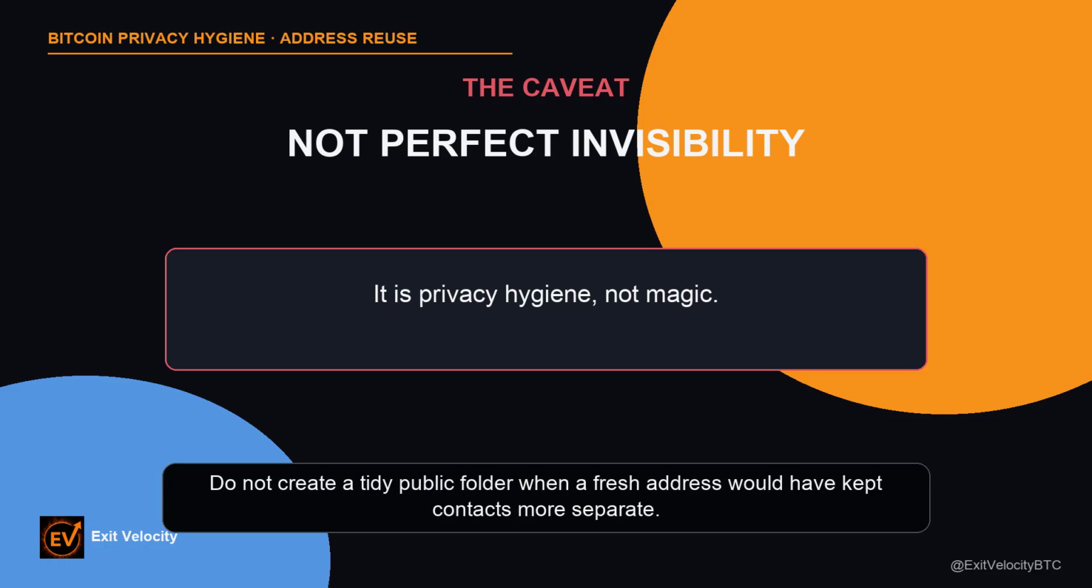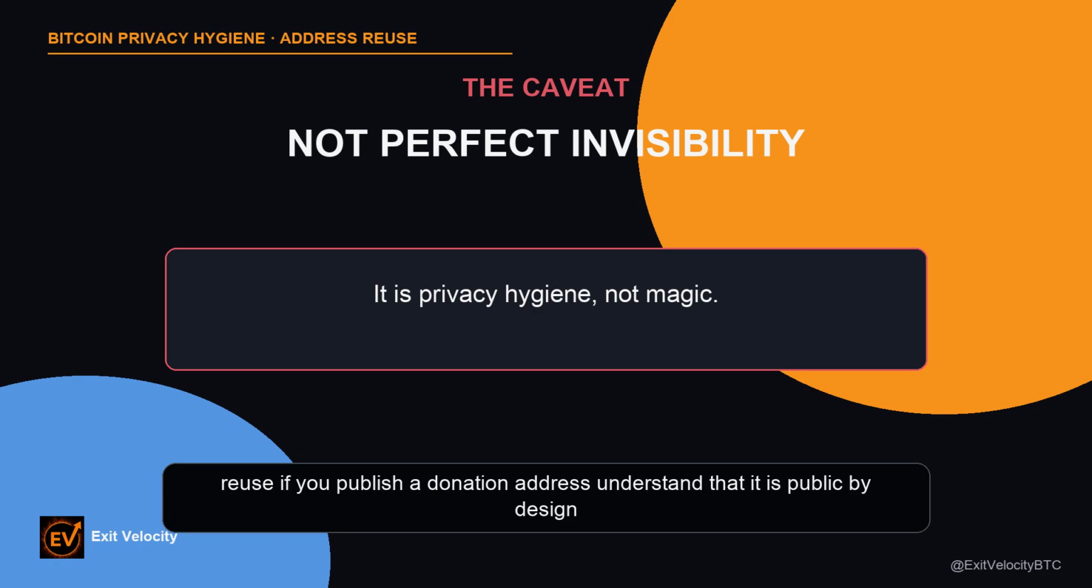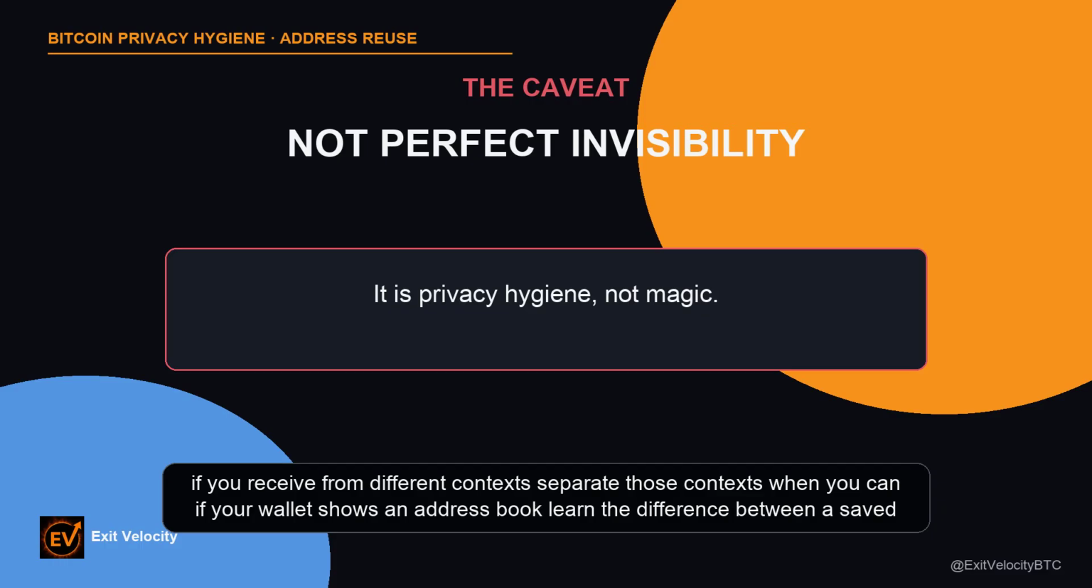Think about an exchange withdrawal. If you always withdraw to the same address, the exchange can already see its side of the transaction, and the public chain can show repeated deposits to the same destination. If that address later appears somewhere public, the old pattern becomes easier to interpret. Fresh addresses do not make exchange records vanish. They simply avoid making the public side cleaner for observers than it has to be.